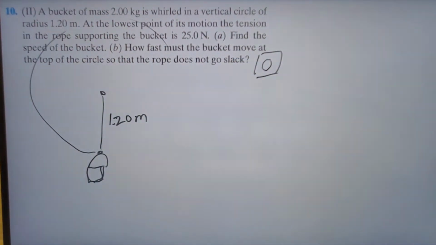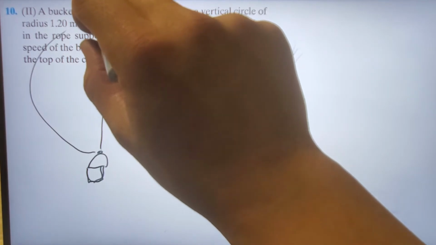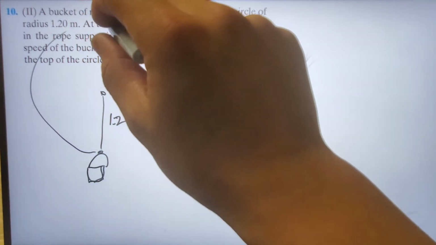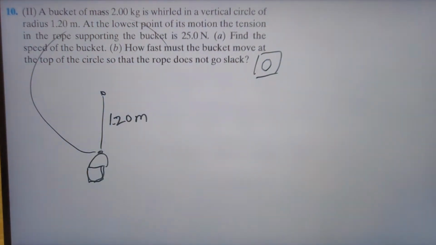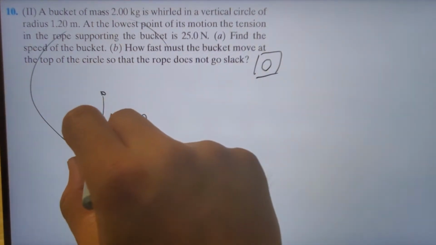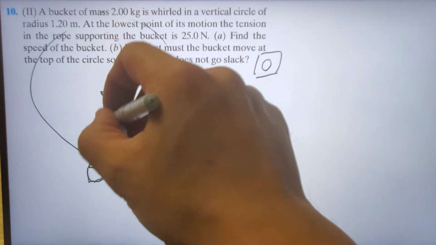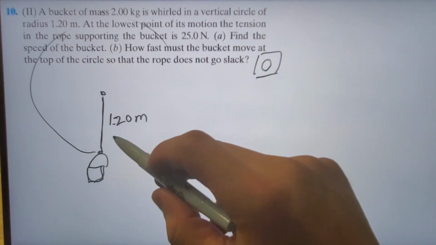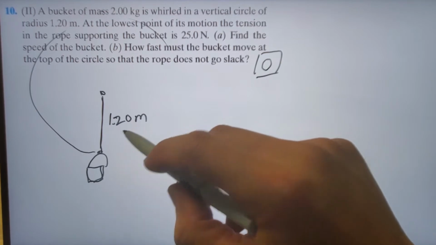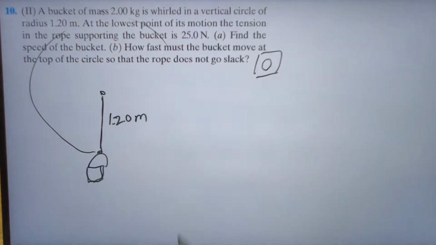By the way, when it goes to the top, of course it will feel lighter than when it goes down here. So if the cable would break, when will the cable break? The cable will break when the bucket is at the bottom. Imagine that your hand is here, and you have a cable making it go round and round vertically. This is 1.20 meters, and when it goes to the bottom, it feels 25 newtons.